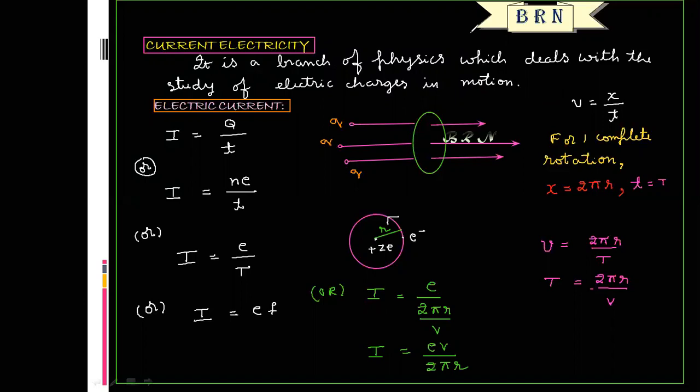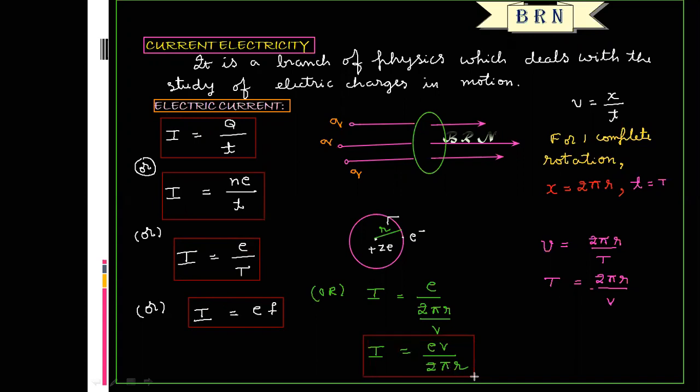The first one is I is equal to Q by T. The second one is I is equal to Ne by T. The third one is I is equal to E divided by capital T, this is in terms of time period. The fourth one is I is equal to EF, this is in terms of frequency. And the last one, in terms of speed and the radius, is I is equal to EV divided by 2 pi r. So these five mathematical expressions are very, very important.